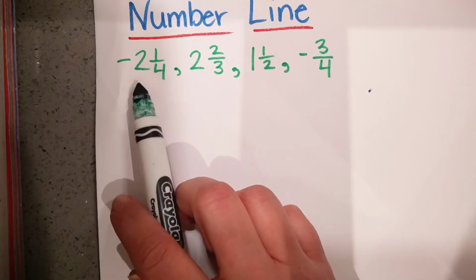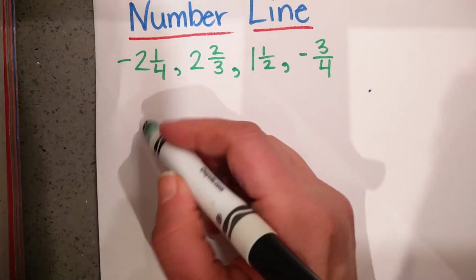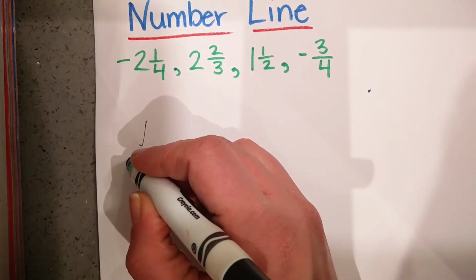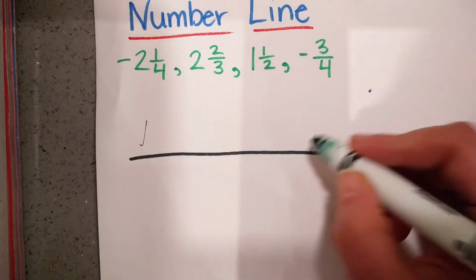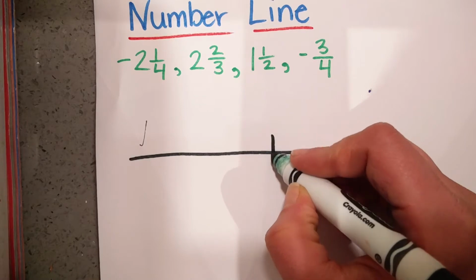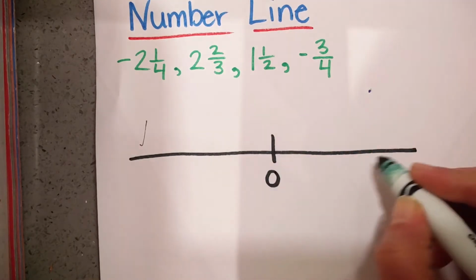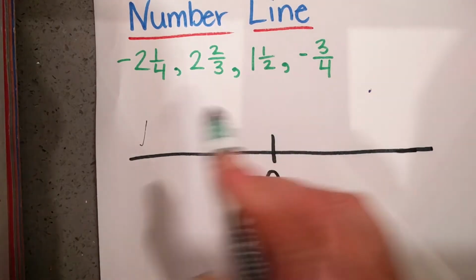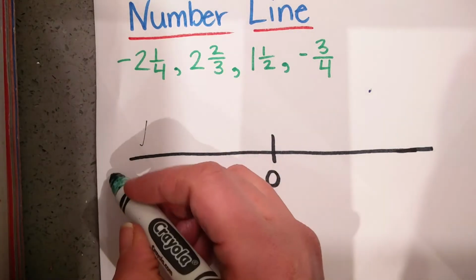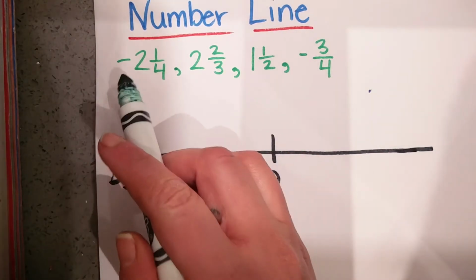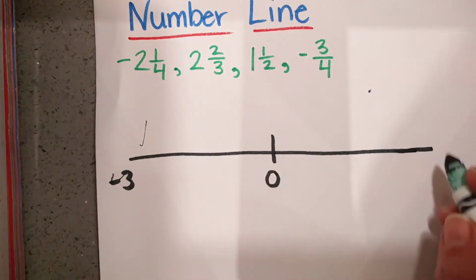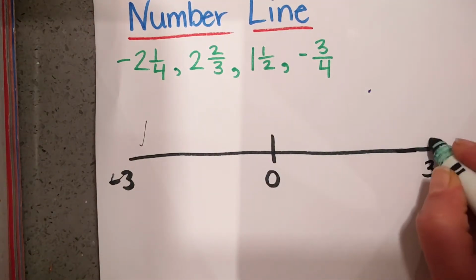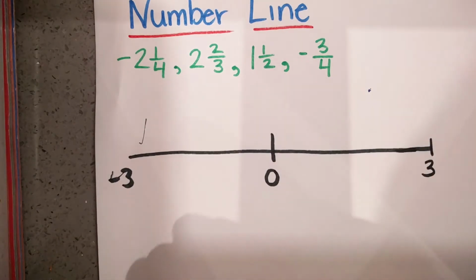The smallest number I have is negative 2 1/4. So I'm going to make my number line here. And I've got negative integers and I've got positive integers. So about halfway, I'm just going to do a 0. Now, the lowest number that I need actually is negative 3 because negative 2 1/4 just fits just inside that. The largest number that I'm going to use is 3 because 2 2/3 is just below 3.